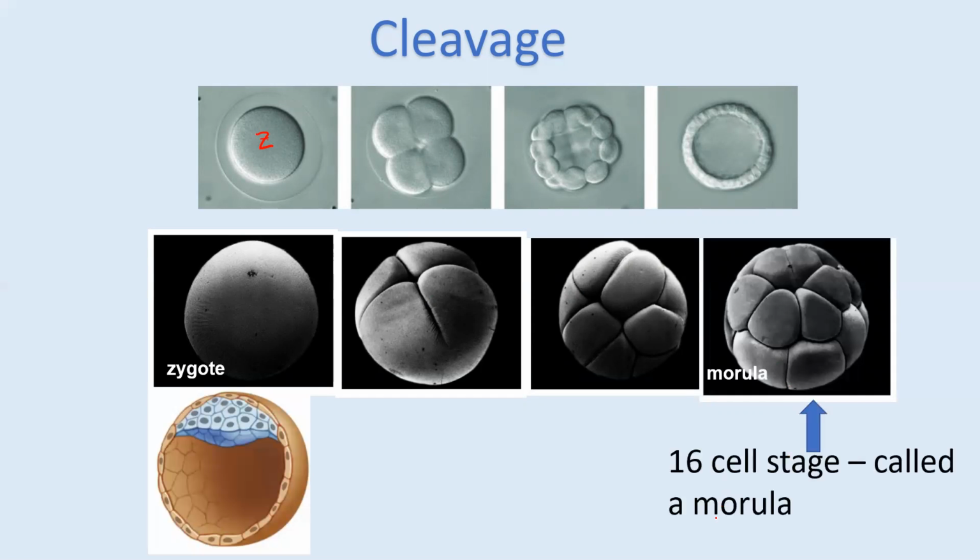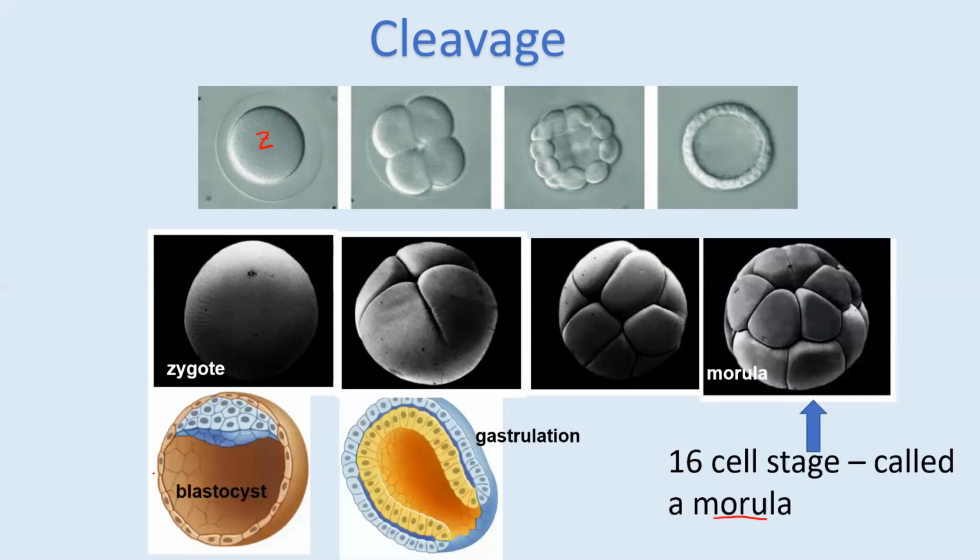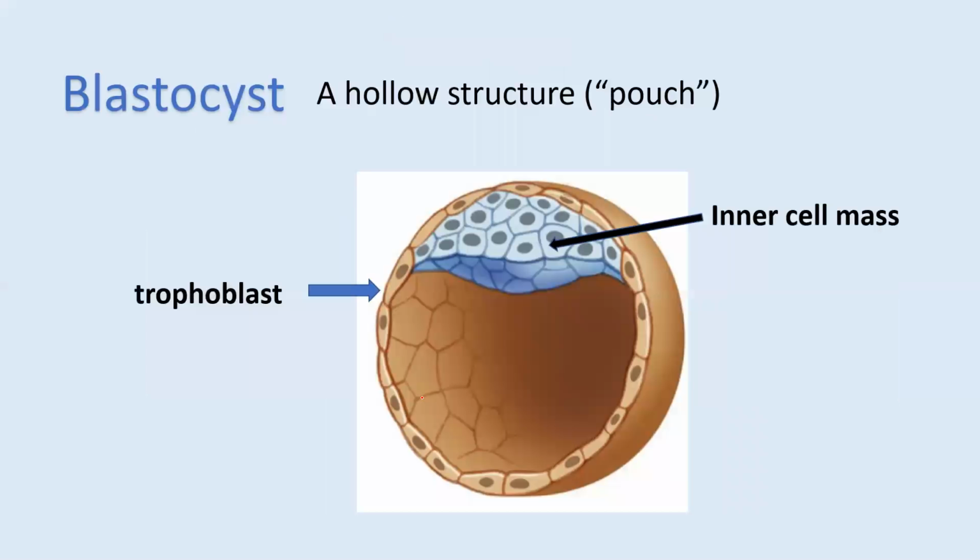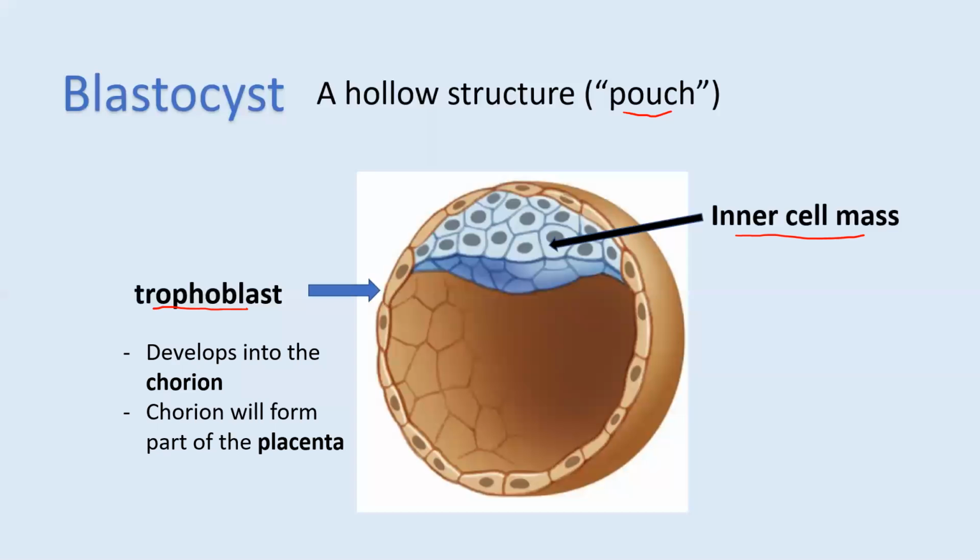There's our 16 cell stage called the morula. Now after that, we call it a blastocyst, and we develop 3 germ layers through a process called gastrulation, which you need to know. So the blastocyst is a hollow structure. The term just means pouch, okay? The trophoblast on the outside and the inner cell mass, which is going to form baby. So the trophoblast develops into the chorion. The chorion will form part of the placenta, and the inner cell mass develops into the embryo.